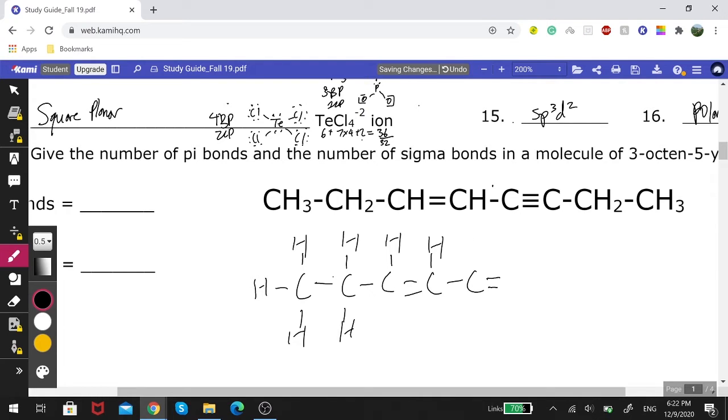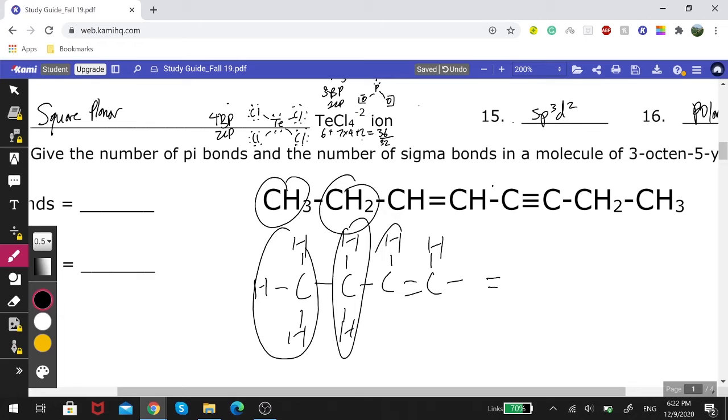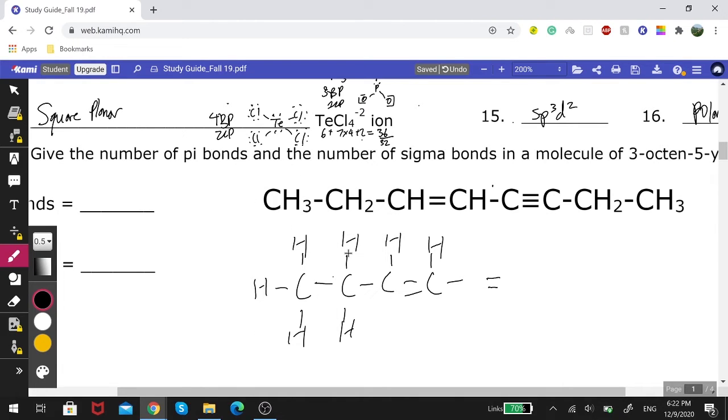Oops, drew too much. Alright, so we have this one, which matches this one, which matches this one, which matches this one, which matches this, and bonded to another C. I know, gotta be careful when we're drawing these. So this will be bonded to a C, which triple bonds to another C, which bonds to another C, which bonds to 2 H's, and that will bond to C with 3 H's. Okay, now we're done, and now we can start counting.